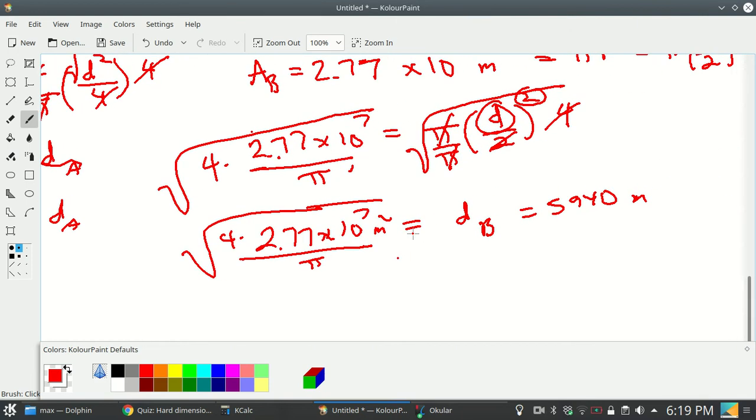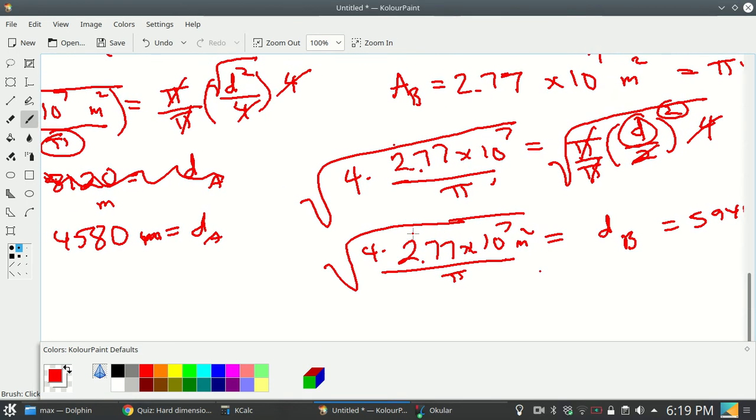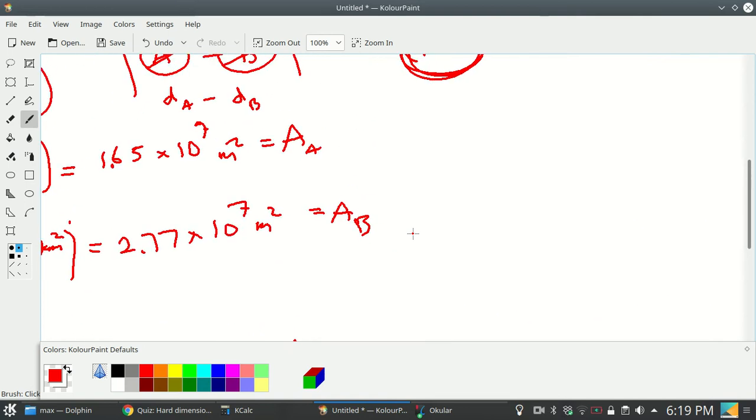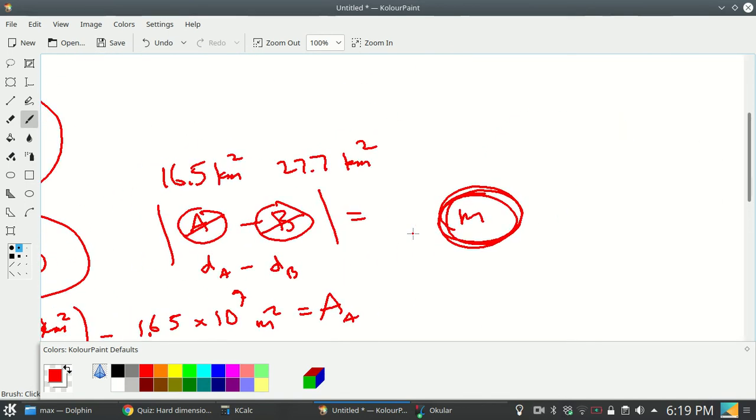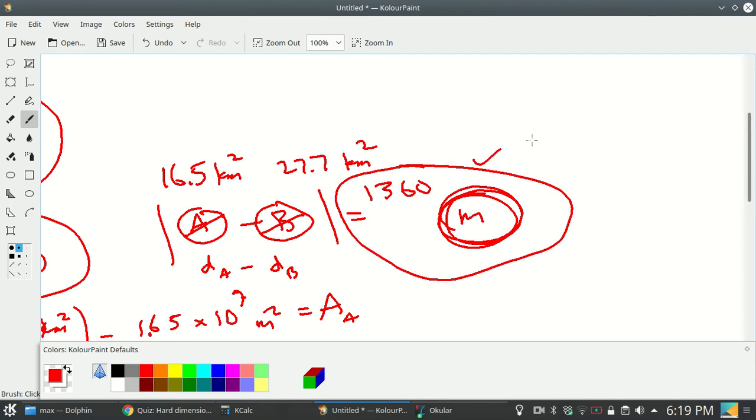4580. Alexa, what's 5,940 minus 4,580? 5,940 minus 4,580 is 1,360. 1,360 meters. That's the difference of the diameter. So that's how you do that.